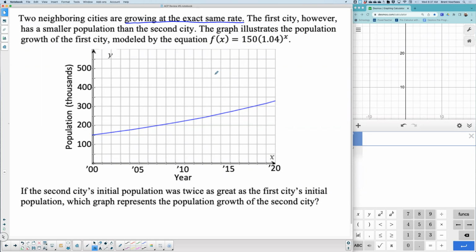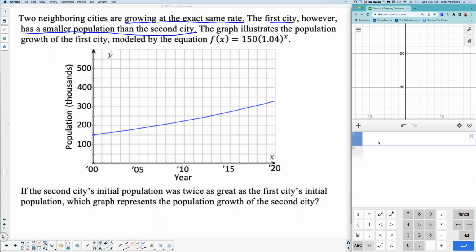The first city, however, has a smaller population than the second city. So that'll also be important. The first city is smaller than the second. The graph illustrates the population of the first city going here. So I'm going to think of F as being my first city. So F of X, let me go ahead and graph this, equals 150 times 1.04 to the power of X. Now let's continue on and see what this question says.